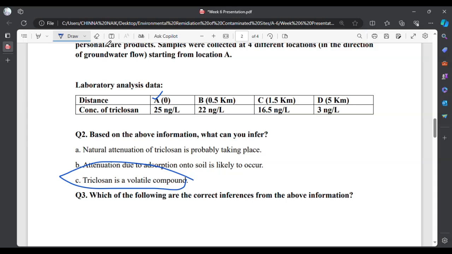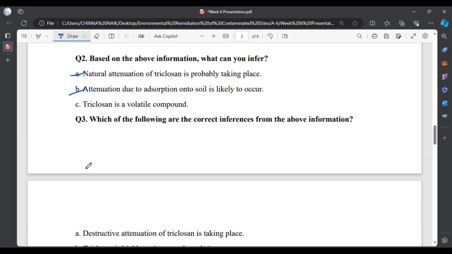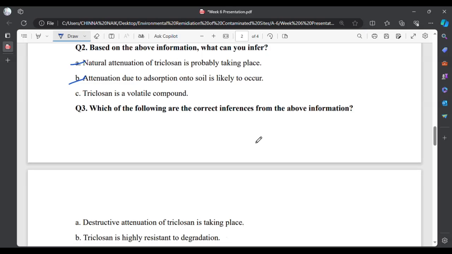Now the answer for question number 2: as concentration is decreasing as we go away from the initial sampling point, we can conclude that natural attenuation of triclosan is probably taking place, and similarly adsorption is also likely to occur. So the answer for question 2 is A and B. Question number 3: which of the following are correct inferences from the above information?